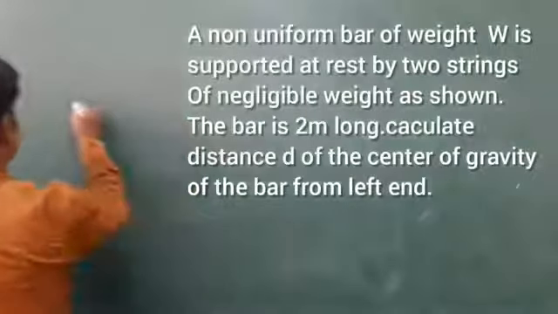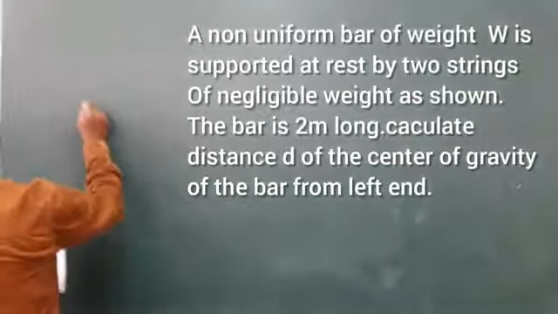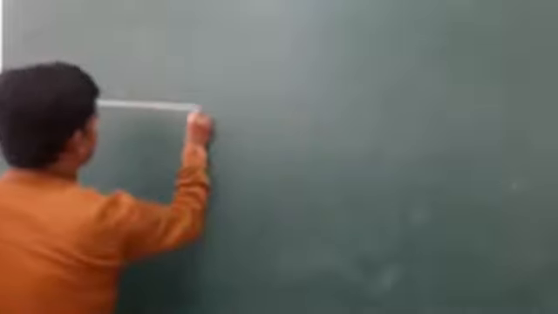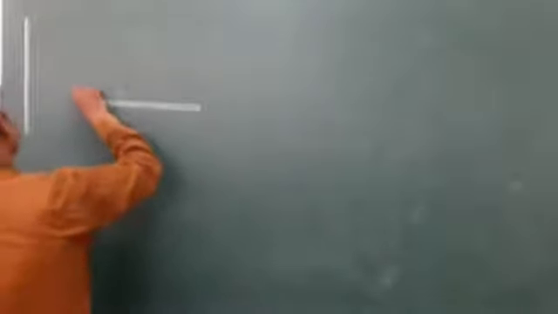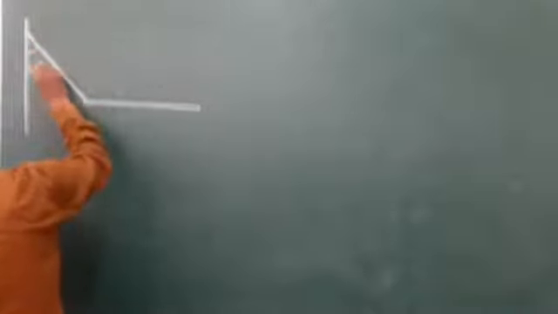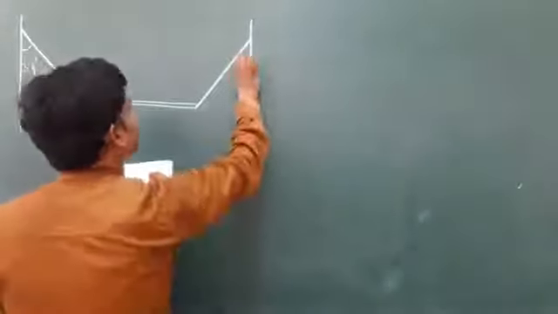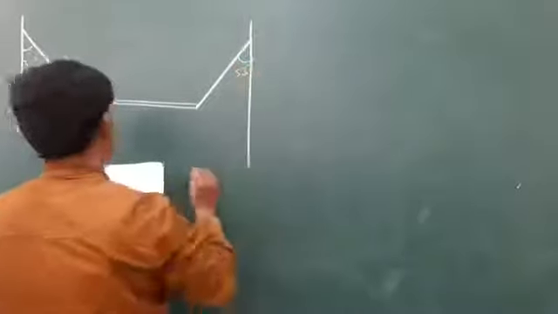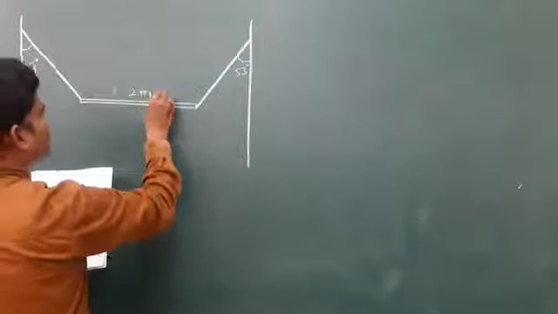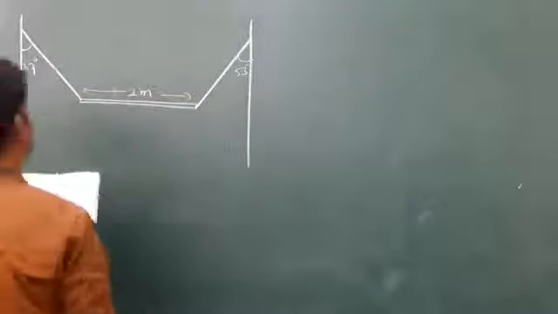See the diagram. They have given a bar whose length is mentioned as 2 meter long. It is connected with some string arrangement at an angle of 37, and also connected with one more string arrangement at an angle of 53. The total length of the bar is given as 2 meter.